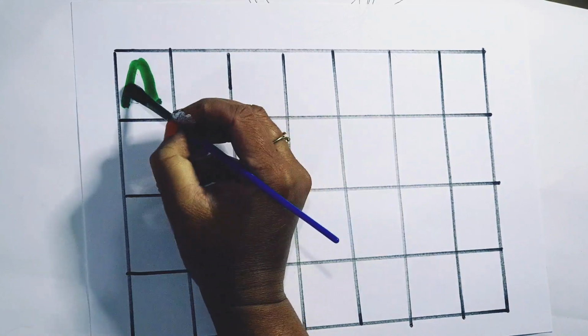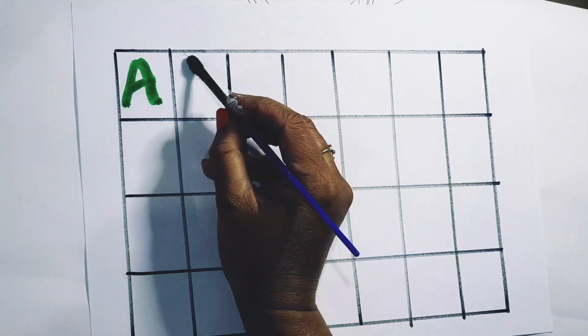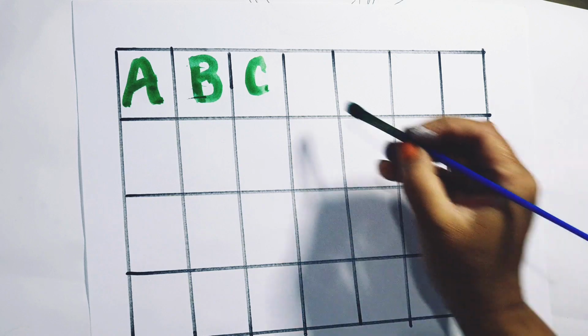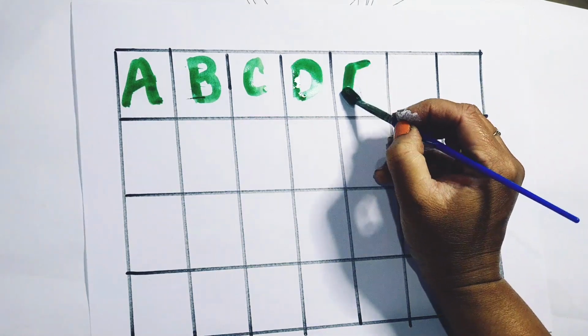A. A for apple. B. B for ball. C. C for carrot. D. D for donut.